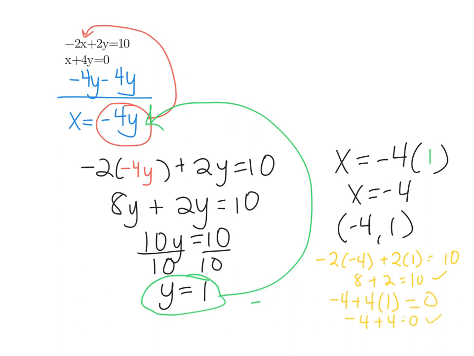So therefore, I know that my final answer is the answer negative 4, 1. X is negative 4, y is 1.